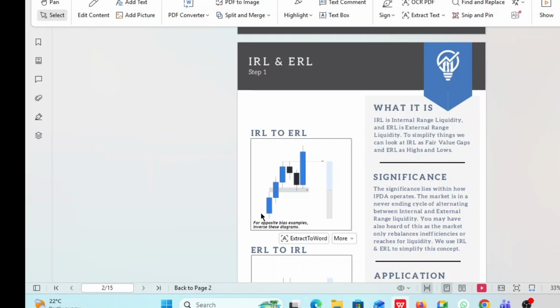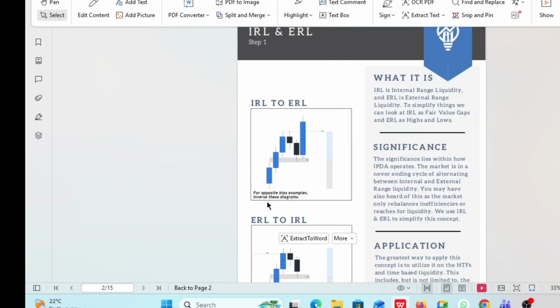So if you look at this chart here, IRL is a fair value gap. This fair value gap is internal range liquidity. This is a fair value gap. Well, ERL is highs and lows. So we have these highs of the candle and lows of the candle that form the external range liquidity.